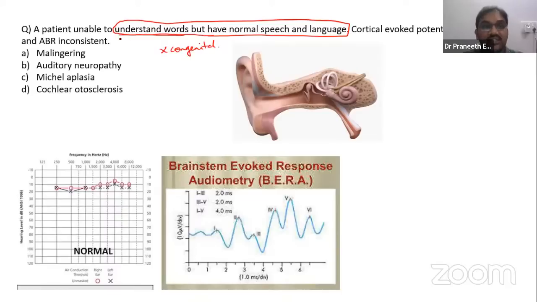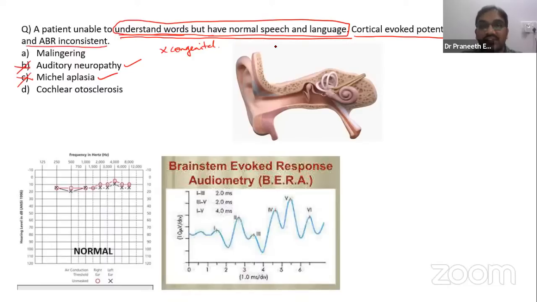So with this line itself, you can exclude two options here. One is Mondini's aplasia, a congenital disorder where your complete cochlea is absent, right? So this should not be the answer. Auditory neuropathy spectrum disorders are also congenital auditory disorders. So these two options are removed, right? So next, see, cortical evoked potential is abnormal. PTA and ABR are inconsistent.